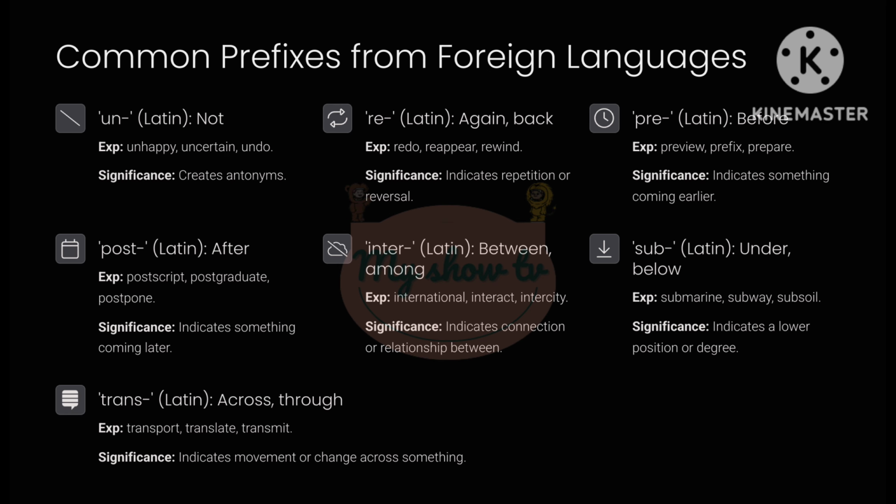3. Pre, Latin, means before. It indicates that something comes earlier in time or order. Examples are view becomes preview, view before, fix becomes prefix, fix before the main part, and pare becomes prepare, make ready before. 4. Post, Latin, is the opposite of pre and means after.